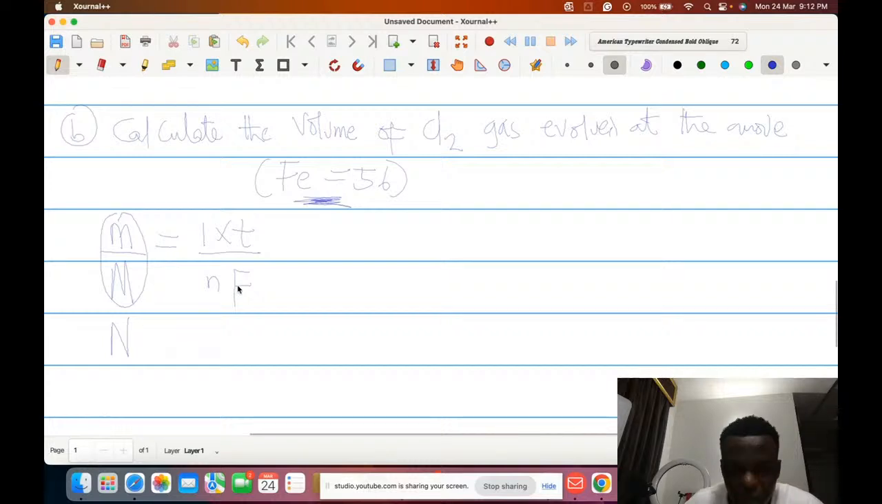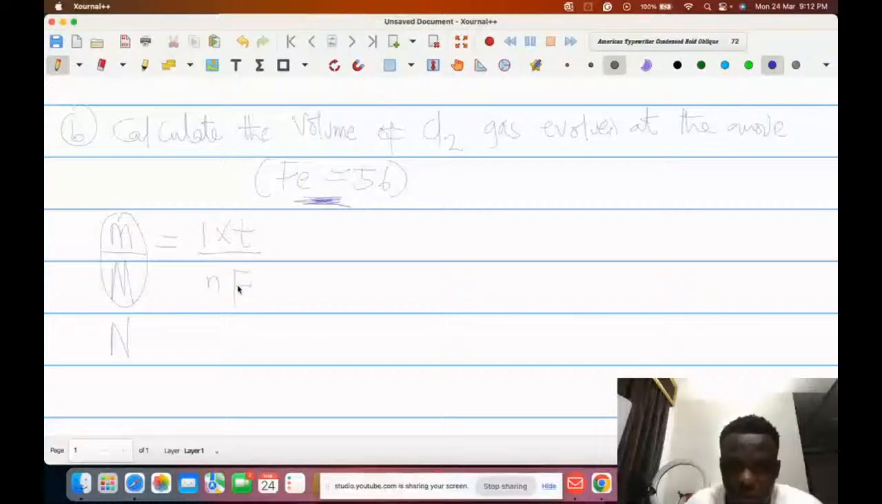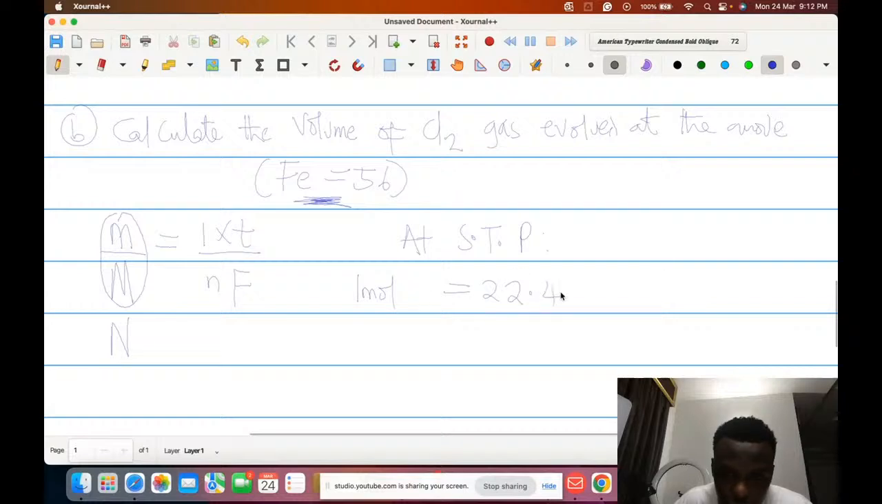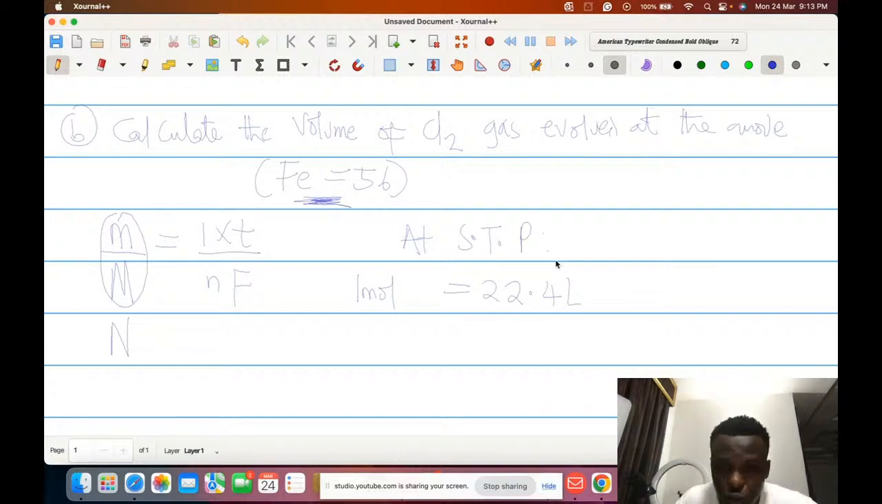Now, before we proceed, let me just give a preamble. Guys, when we talk about volume of gases, we know that at STP, 1 mole of any gas is always equal to 22.4 liters. This is a known fact. This is actually a known fact that 1 mole of any gas is equal to 22.4 liters.